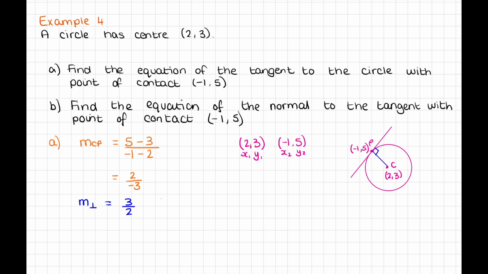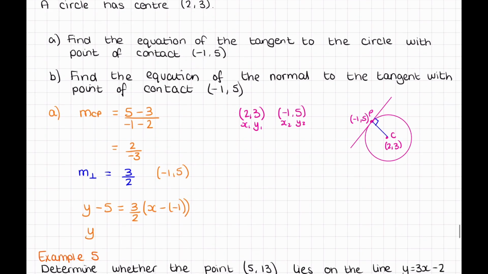Now, we have to make sure we're picking the right point. The point on the tangent line is negative 1, 5. So we have to sub in that point. We can't sub in the centre because that would be a different line. And then we'll end up with y minus y coordinate, which is 5, equals our gradient, 3 over 2, x minus our x coordinate. And then we can just simplify that to y minus 5 equals 3 over 2 bracket x plus 1. Once again, it doesn't tell us how to give our equation, so we can just use that one, and that's our solution.